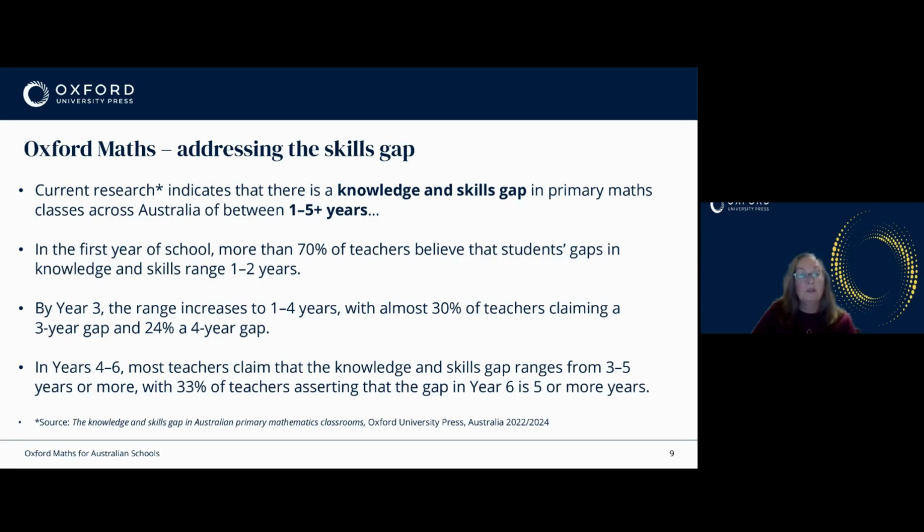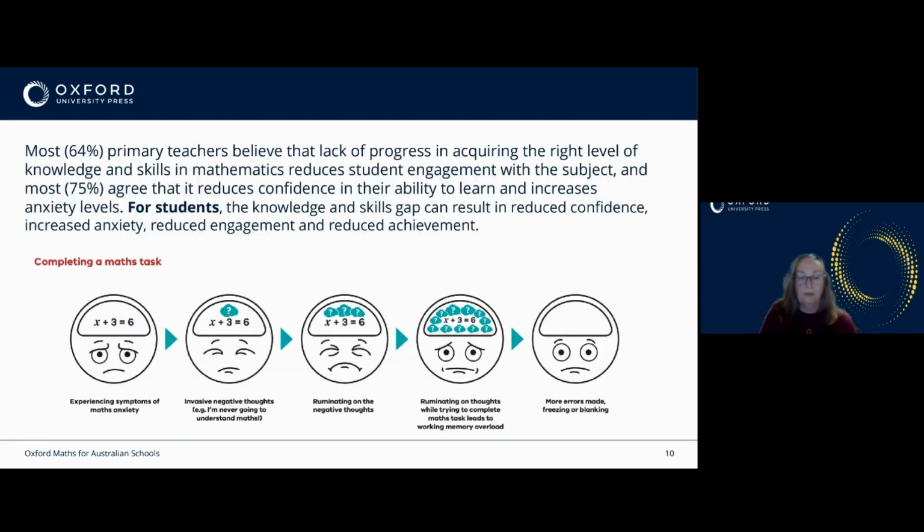This means some students in your year 6 classes could be working at a year 3 level, while others could be working at a year 9 level or even higher than that. So I'm sure you'll all be familiar with the problems that this poses for everyday classroom teaching. We know that this gap also persists as students move up through the year levels and into secondary school, and it can have a huge impact on student engagement, confidence, and anxiety levels.